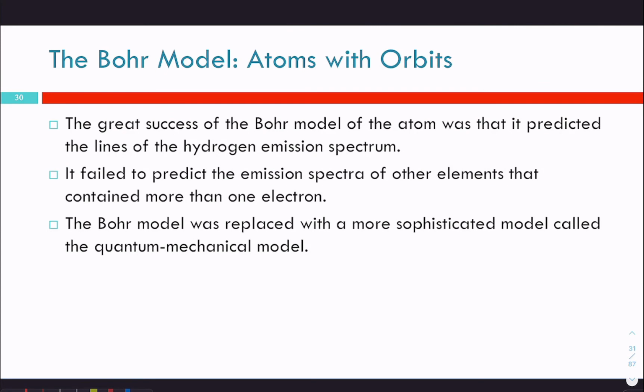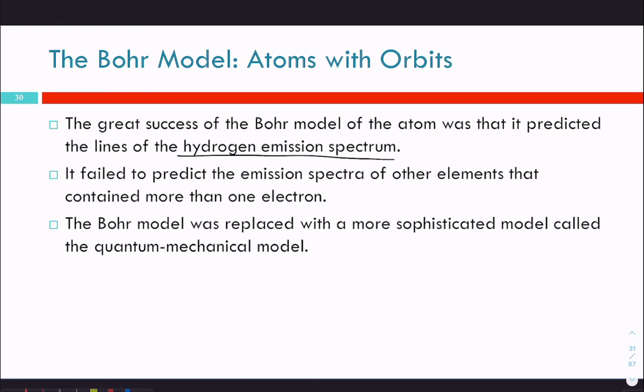So the Bohr model had great success with hydrogen, but it couldn't predict the emission spectra of other elements that contained more than one electron. If you remember, hydrogen, periodic table, it has one proton, and it has one electron. So for every element on the periodic table, if they have zero charge, they have the same number of electrons as they do protons. So if we jump from hydrogen to helium, we have 2 electrons, and the Bohr model couldn't even explain the spectrum of helium. So there was some piece missing. There was something missing from this scientific theory.